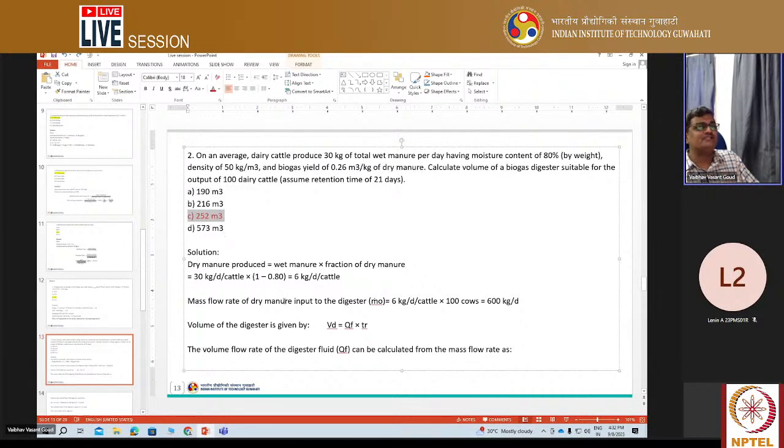And its solution is very simple because we need to know only the volume of the digester formulas, and we can calculate the mass flow rate of the dry manure which is required as input into the digester.